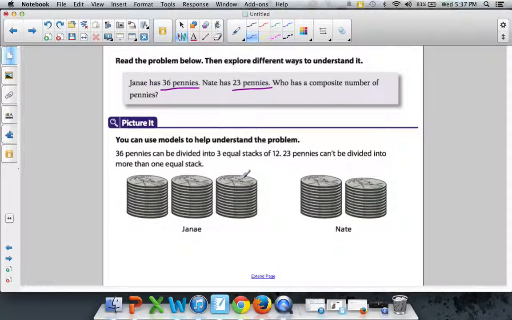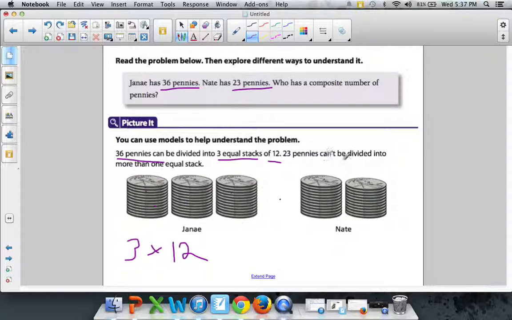Well, since 36 pennies can be divided into 3 equal stacks of 12. In other words, you know what they're saying there? The 3 equal stacks of 12, that's the same thing as 3 times 12 equals 36.